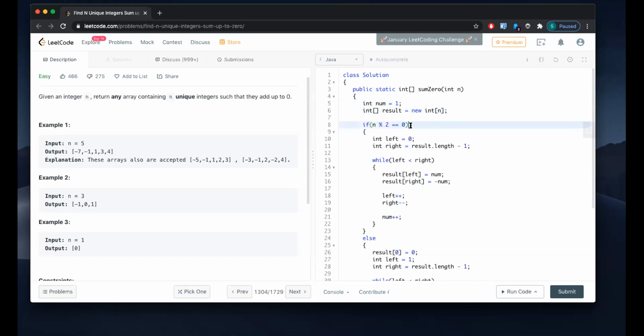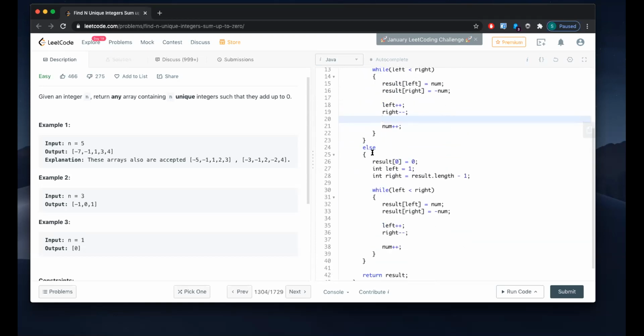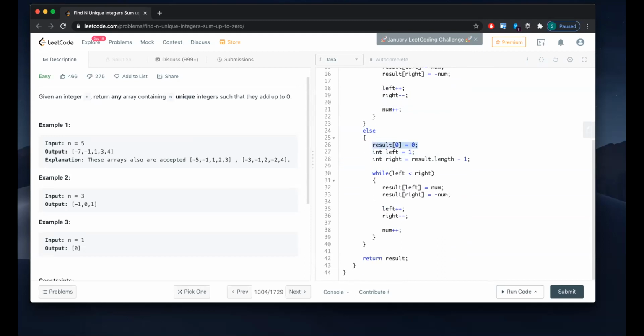So I said, okay, if n is even, then let me start from left and go to the end. Same thing: if left is less than right, give me a one, give me a negative one, left plus plus, right minus minus, and num plus plus. And I did the same thing if it's odd: start from one, always put the element first at zero, and do the exact same thing and return the result. This works, right?